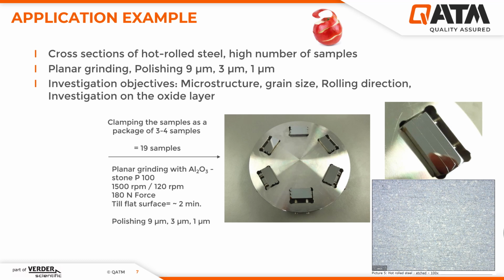We were able to clamp the samples in sample packages with 3 to 4 cuts clamped on top of each other. This allowed us to load the sample holder with 19 samples at the same time. We ground this sample holder with a 100 grit aluminum oxide grinding stone at the standard speed of 1500 RPM and the head at 120 RPM.